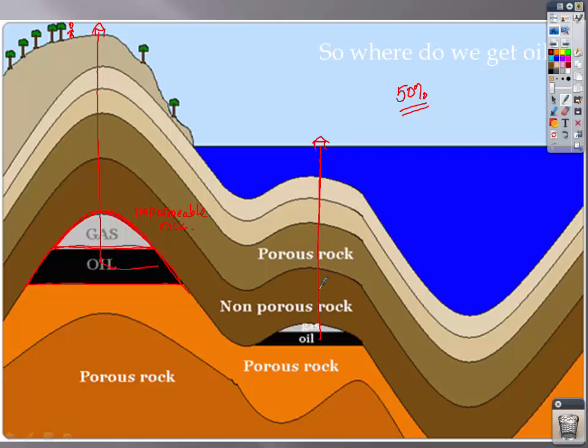So primary recovery is drilling a well down, and the first stuff that comes out is the less dense, more refined product. And you pump it out using derricks or pumps. Okay, so let's call that primary recovery.